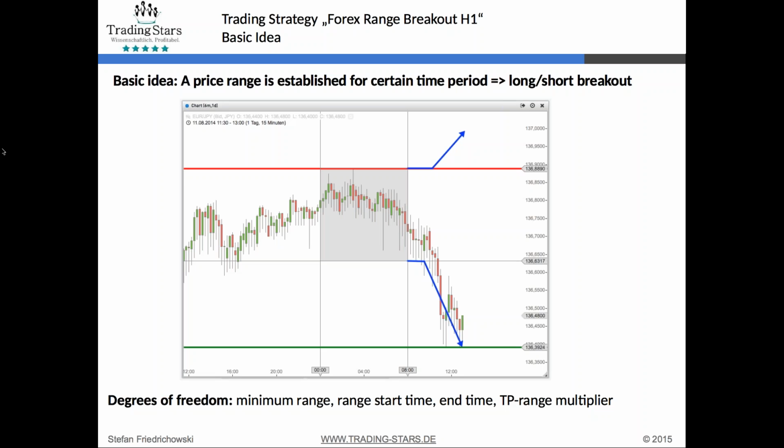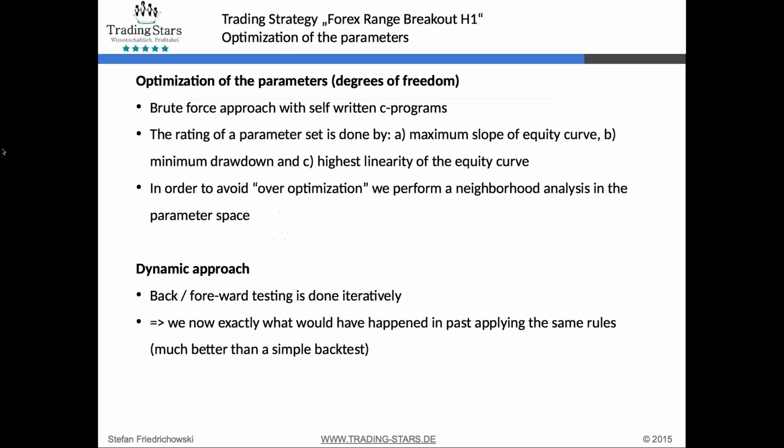We have a 4th parameter as well, which we call the minimum range. This parameter is quite important as well, because if the range is too small, then it's quite obvious that it's not very easy to have profitable trades, because simply the spread in relation to the range is too high, and therefore we need a minimum range as well. So in total, we have 4 degrees of freedom, and what we need are optimized parameters for that kind of strategy.